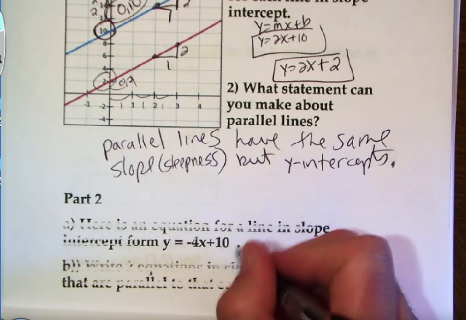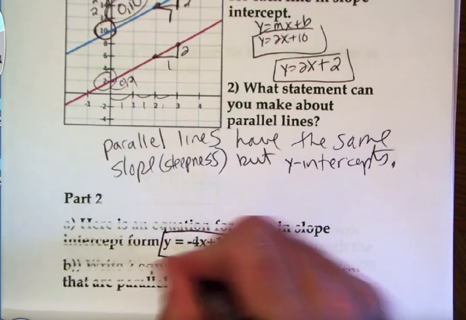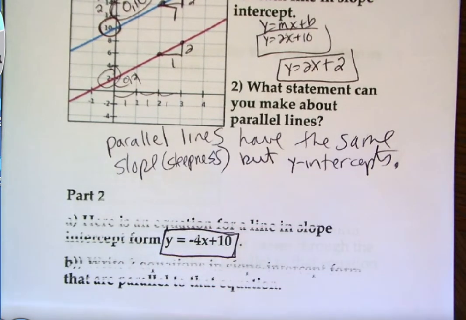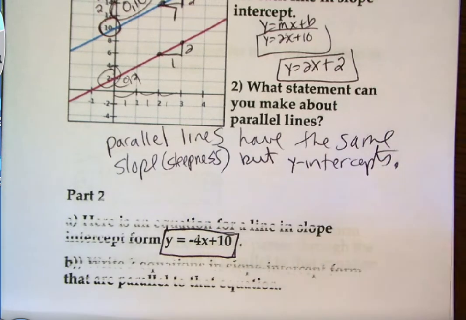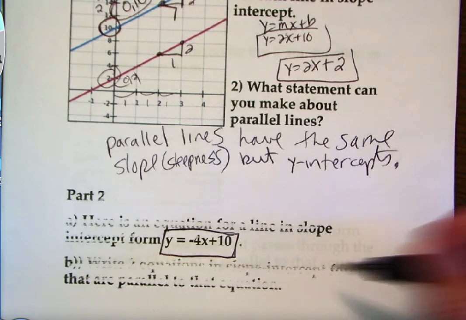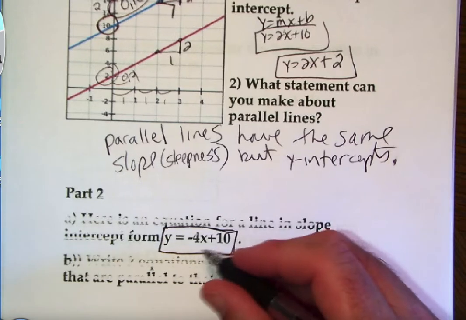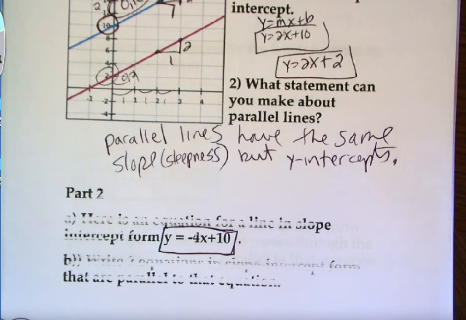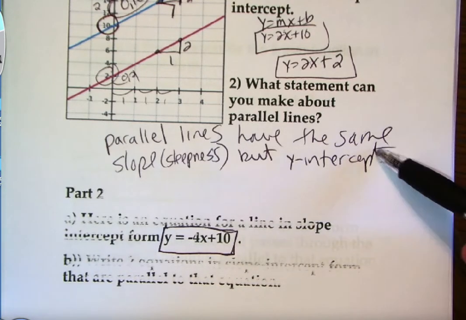Here's an equation of a line: y equals negative 4x plus 10. What's the slope of this line? Negative 4, right? Okay, cool. Can we write two equations in slope-intercept form that are parallel to this line? Take a moment. What would be two other equations that are also parallel to this line? Remember what we just talked about up here.